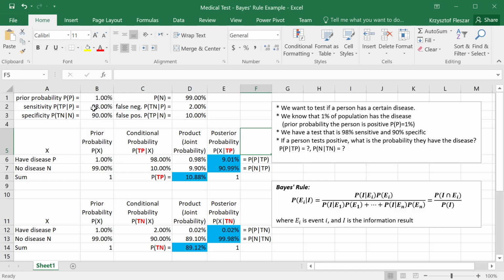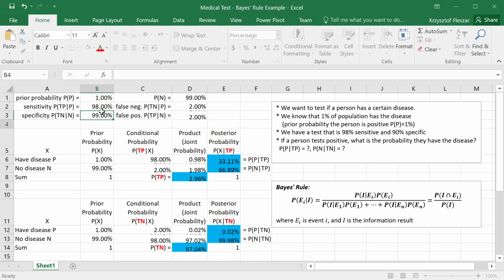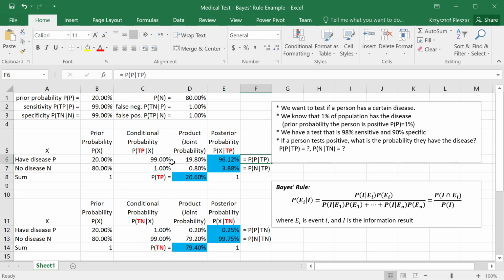The second thing that affects this low probability here is the quality of the test, and particularly the specificity is very low, 90%. What if it was, let's say, 98%? If it was 98%, the test would be more predictive, right? It would predict with 33% rather than 9%. If this was 99%, and maybe this sensitivity was also 99%, there would be a 50-50 chance, right? With 20%, let's say, prior probability, this test would actually be very good, right?